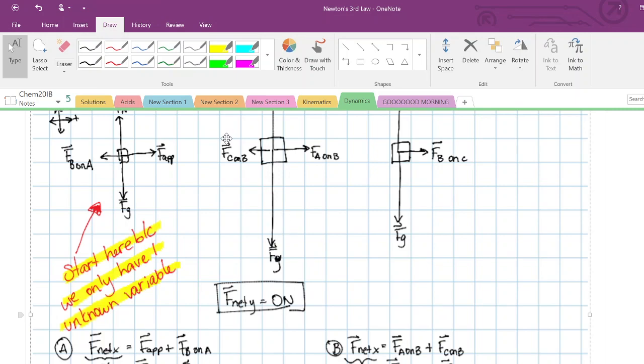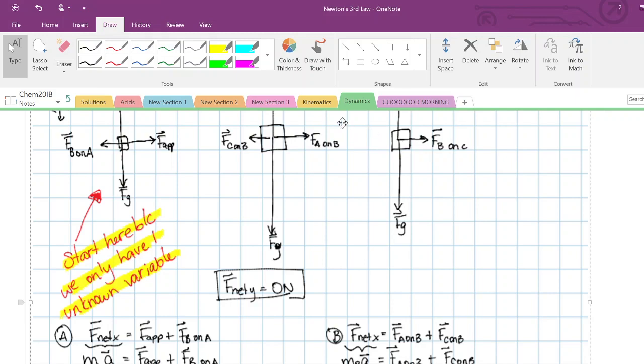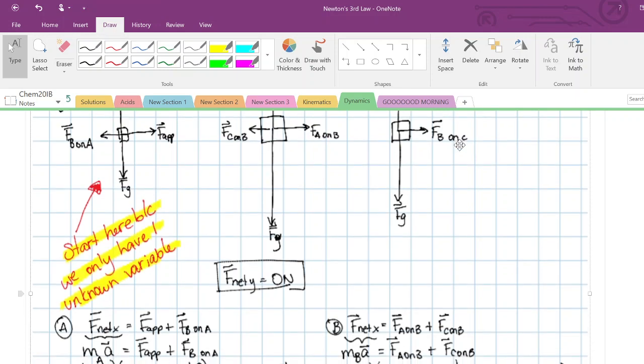And if I know that force C on B is 7.4 newtons, that means that force B on C has to be equal and opposite. So force B on C is 7.4 newtons to the right. Okay, so we've just found out each of the individual contact forces and the acceleration of the entire system. So that's in terms of a Newton's third law problem.